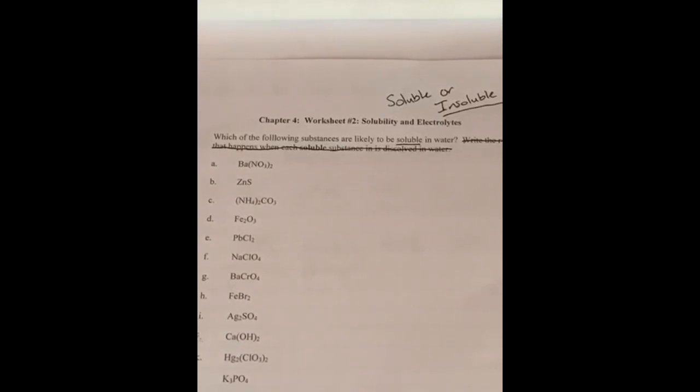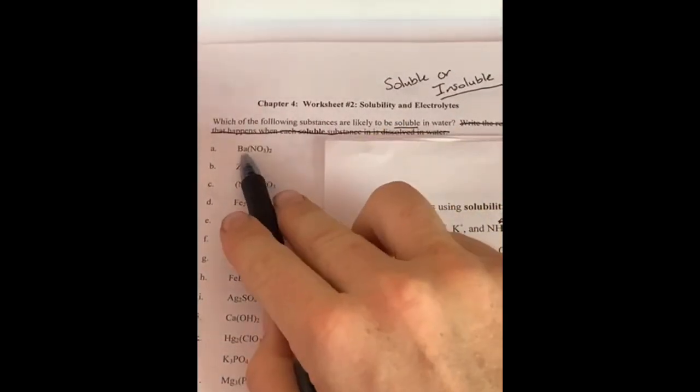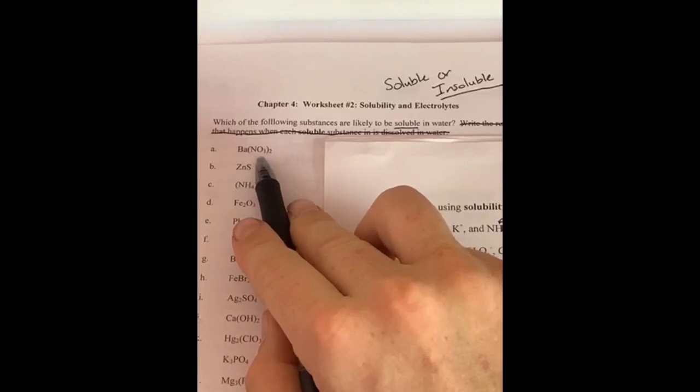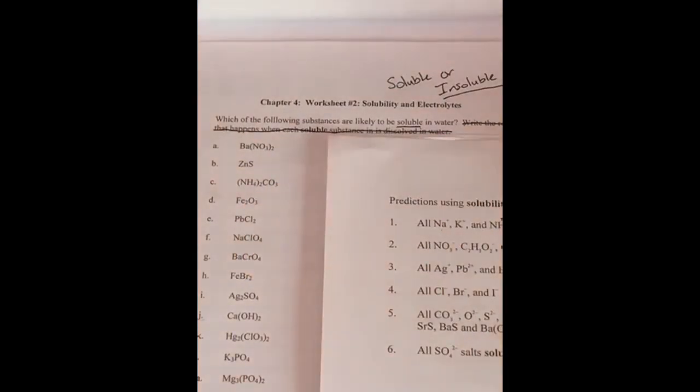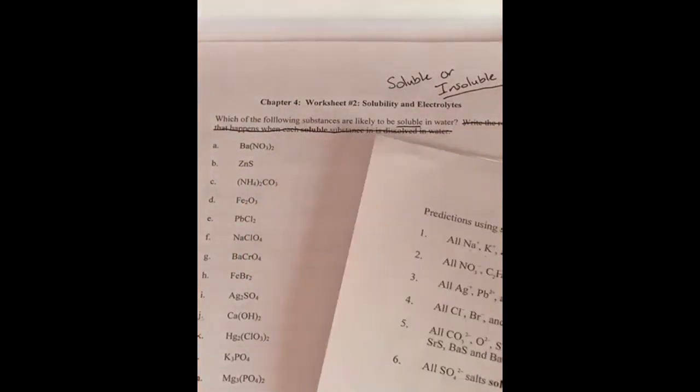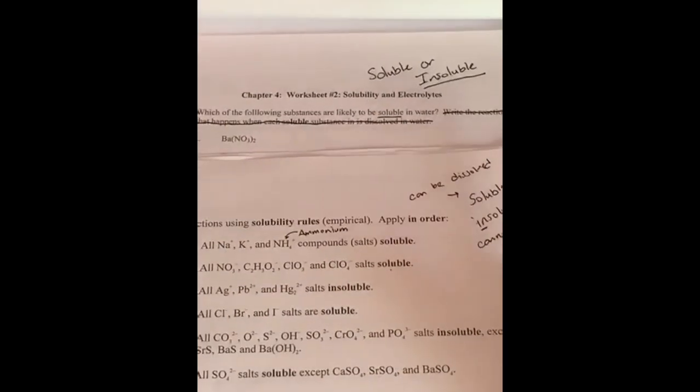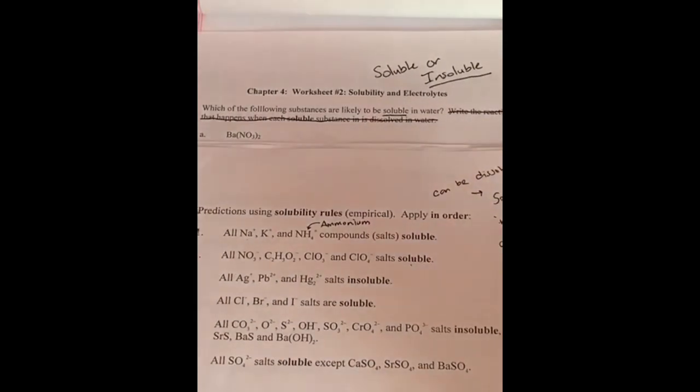All right, so let's look at a couple of these examples. I'll do 3 of these, and then we're going to call it a day on this one. Okay, so barium nitrate. What you do is you basically just start with the top of the list. Let me zoom out a little bit so we can see that a little better. There we go.